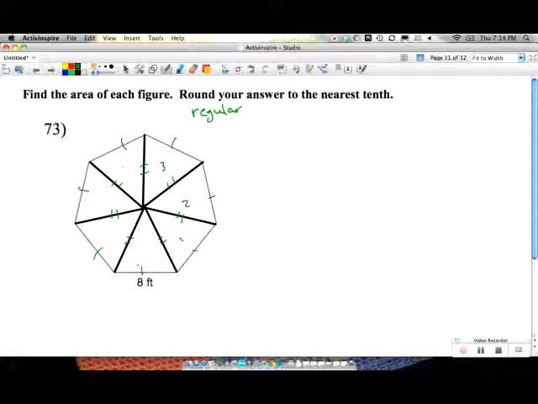We have 7 triangles. And when it's asking me to find the area, if I just find the area of one triangle, and then I multiply that times 7, that equals the total area. So that's what we're going to do. We're going to find the area of one and then multiply it by 7. And you're probably thinking, there is no angle, there's nothing. Well, we can kind of figure it out.